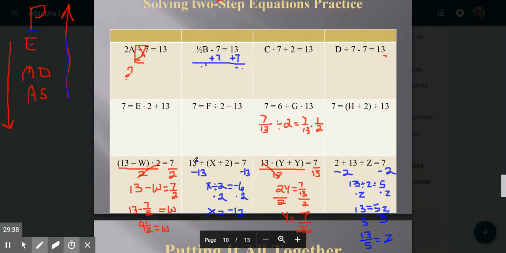And then we want to subtract 13 first on the second one, and then multiply by 2 to get x equals -12. On this third one, we want to divide by 13 first, and then we'll get 2y is equal to 7/13. And then we divide by the 2 to get y by itself. And 7/13 divided by 2 is going to be 7/26.